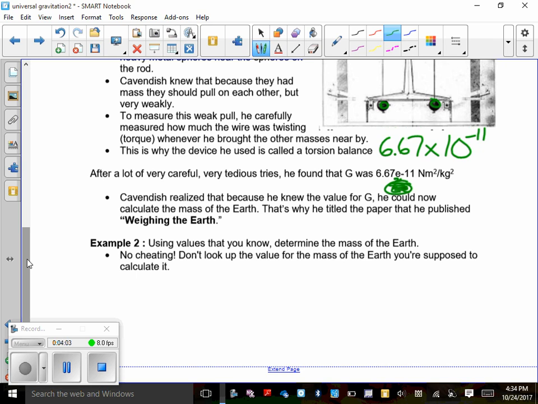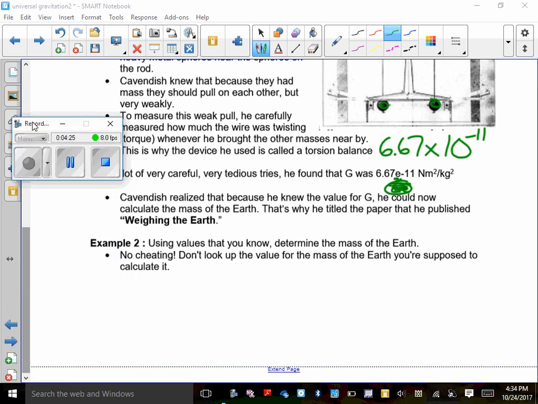Because he knew the value for G, he could now calculate the mass of the Earth. So he titled this paper, Weighing the Earth. So using values that we know, we're going to determine how much the Earth weighs. No cheating, don't look it up. We're actually going to calculate it.